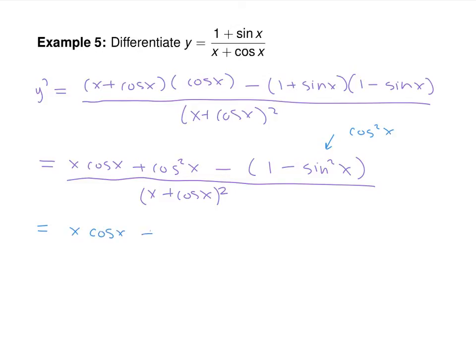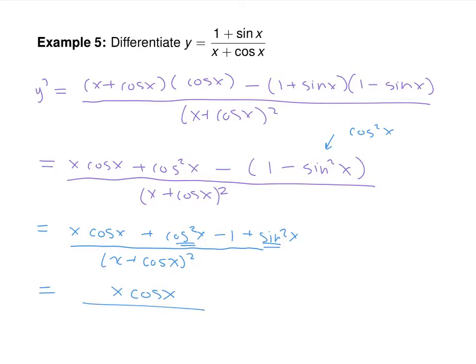X cosine x plus cosine squared x minus 1 plus sine squared x. If you didn't see that, do you see how this plus this is 1? And then the 1 minus the 1 makes 0? So either way, the simplified thing is x cosine x over x plus cosine x, the quantity squared.